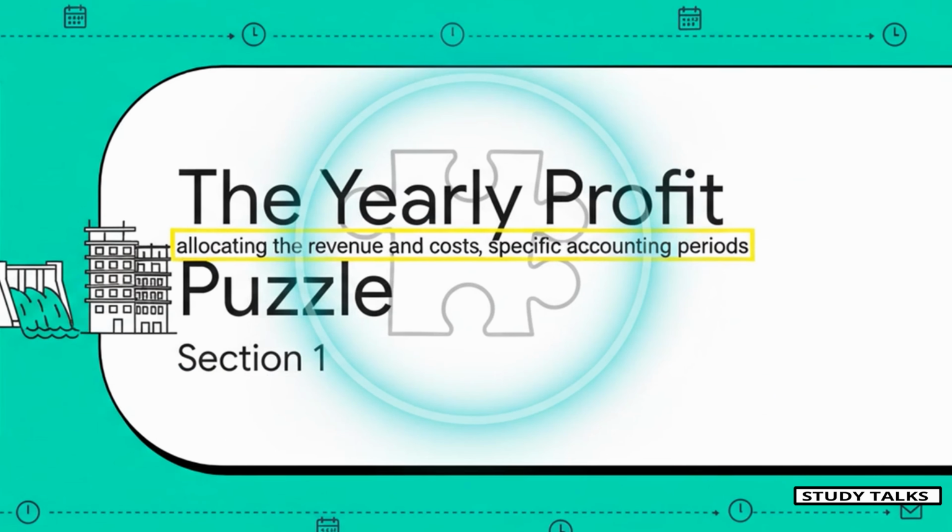Okay, so let's start with the big problem that AS7 is designed to solve. I like to call it the yearly profit puzzle. Think about it, right? These contracts for building huge things like bridges, dams, or skyscrapers, they take years. So the number one challenge is, how do you split up the total revenue and costs and assign them to the right accounting period? That's the whole game.